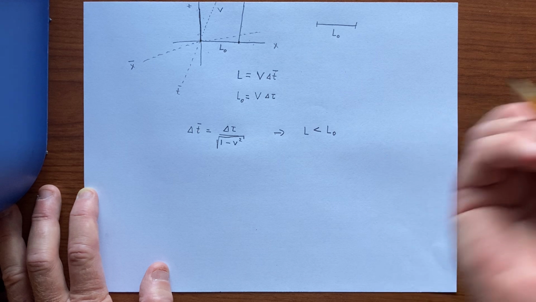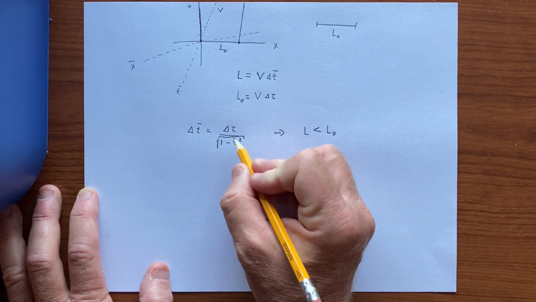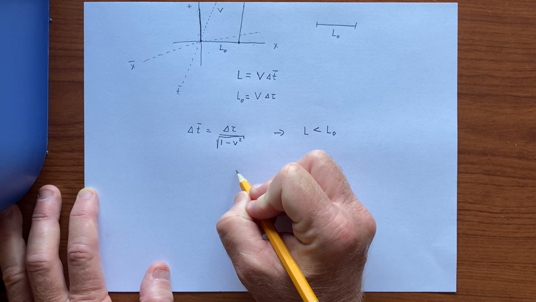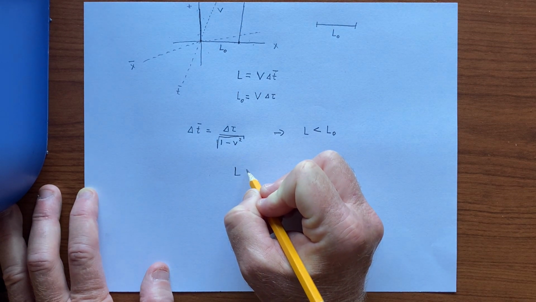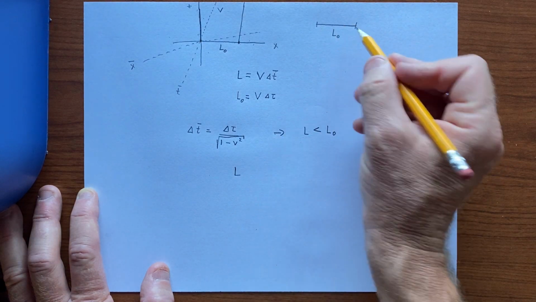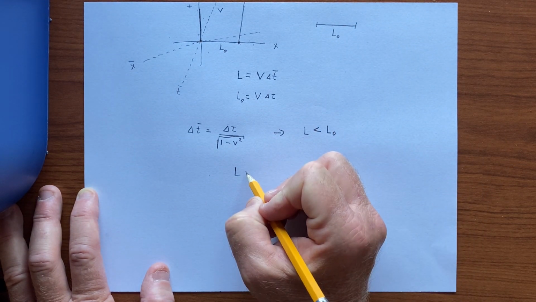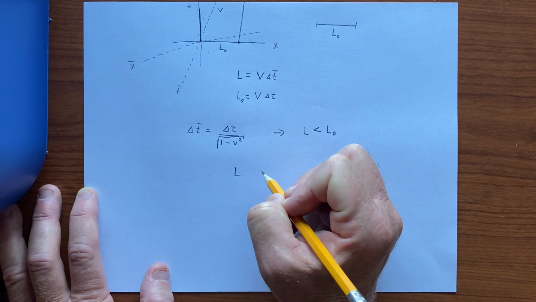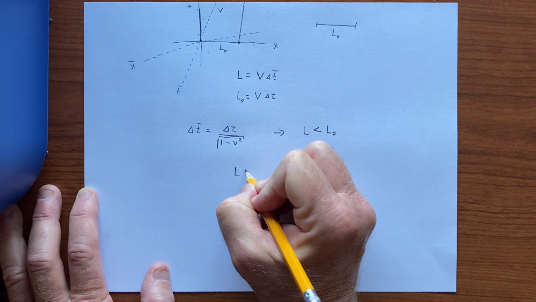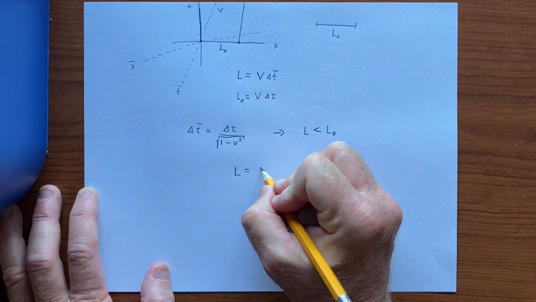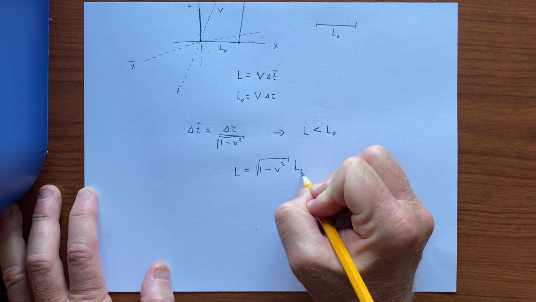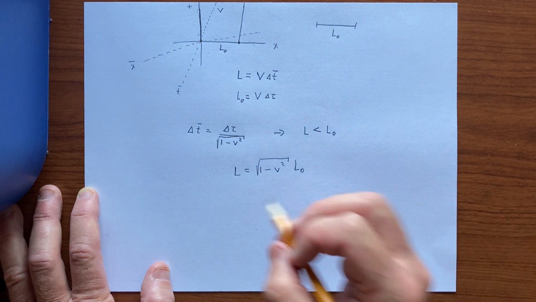And the factor is just this quantity. So it must be true that the length measured by the moving observer, the length of the pencil as seen from the perspective of an observer with respect to which the pencil is moving at speed v, has length square root of 1 minus v squared times L naught. And that's length contraction.